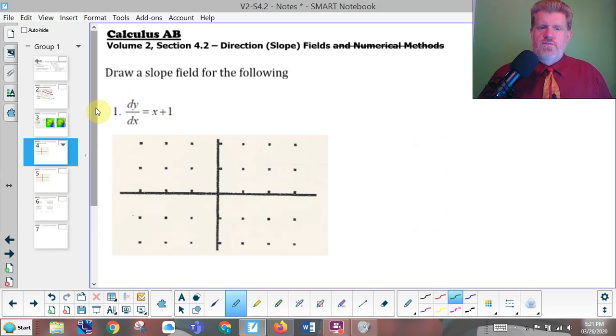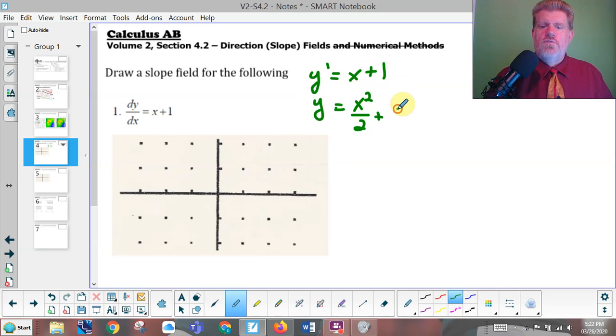We have dy/dx equals x plus 1. It's a first order differential equation because it has the first derivative in it. And this is actually something that we could solve. We could take the antiderivative of this because really dy/dx is just y prime, isn't it? So if y prime equals x plus 1, and I asked you to tell me the antiderivative, well, the antiderivative of x would be x squared over 2. The antiderivative of 1 would be x. And we don't know where it starts, so we call it plus c. So in this particular case, it's a parabola.